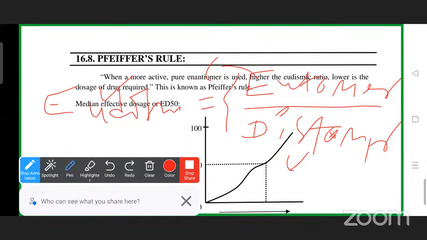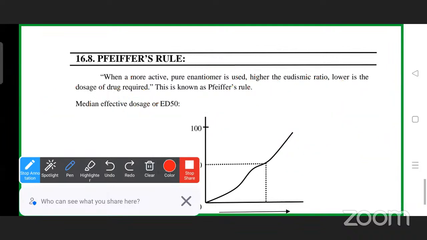So generally it has a higher eudismic ratio. Pure enantiomer means only the one compound here, the active compound, not a racemate, right? If you use a racemate, then obviously that eudismic ratio value will be low. But when you are using the pure enantiomer compound, the eudismic ratio is high.